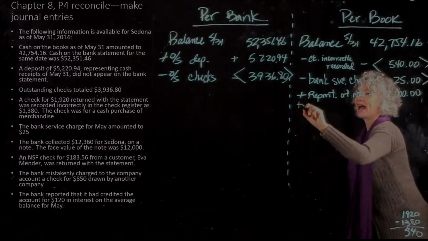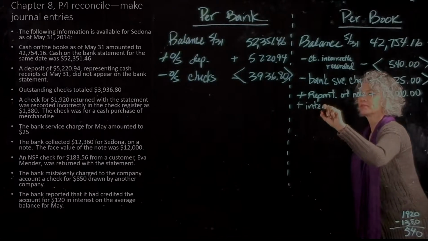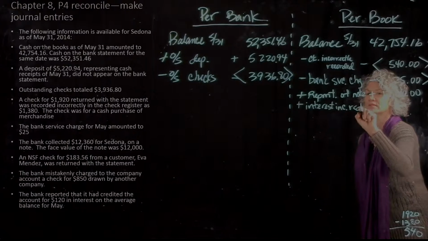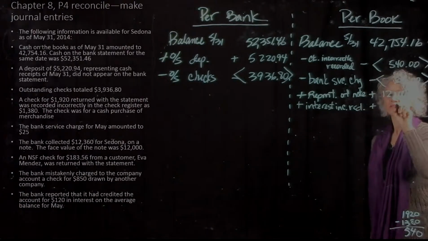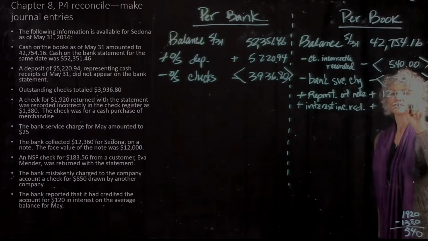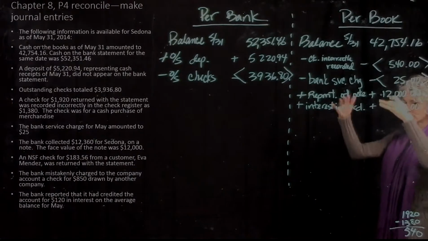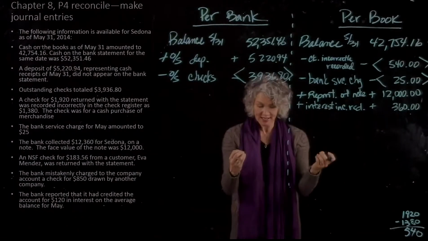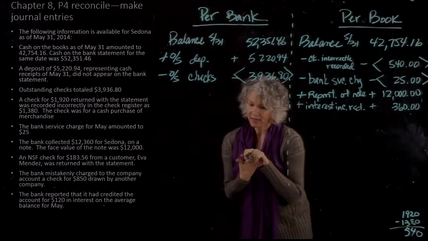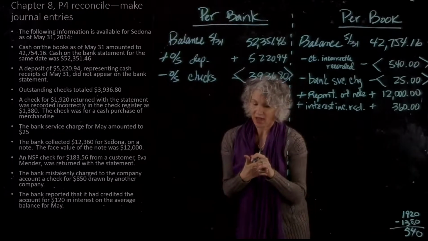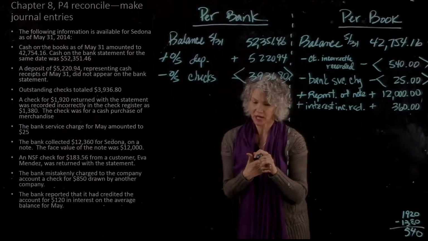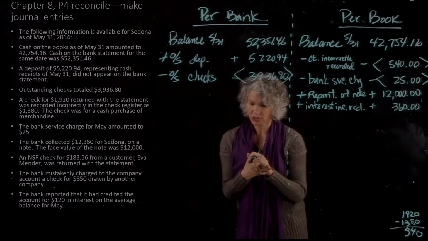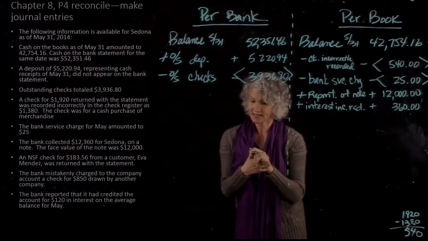And we are going to add interest income received, and that is $360. Okay, so you can see we're getting closer. We're getting closer to reconciling this thing. Okay, an NSF check for $183.56 from a customer, Eva Mendez. I'm sure that the actress Eva Mendez would not appreciate that. Was returned with the statement.